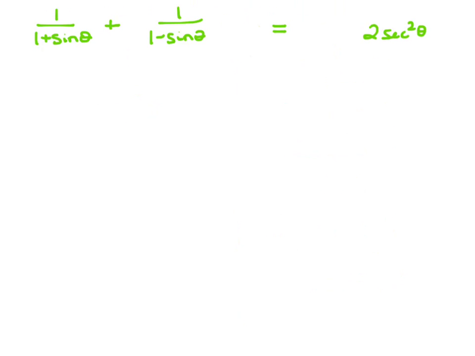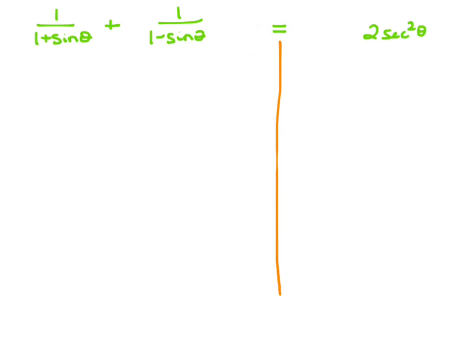Let's look at one more example. I've got 1 over 1 plus sine theta plus 1 over 1 minus sine theta equals 2 secant squared theta. The first thing I'm going to do is put up that wall between the two sides of the identity. I think I'm going to start on the left side again. I see two fractions that are being added, and I need to combine them together. To do that, I need to get a common denominator.